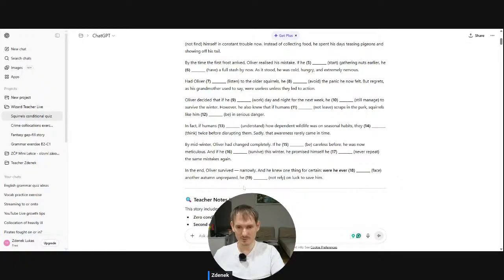Another autumn unprepared, he would not rely on luck to save him. I think this is basically passive as well. Where he ever faced, to be faced, I guess, or should it be were he ever facing? It could be facing as well, right? Like as in it's past continuous. Were he ever facing? It's either faced or facing. It can't be anything else.